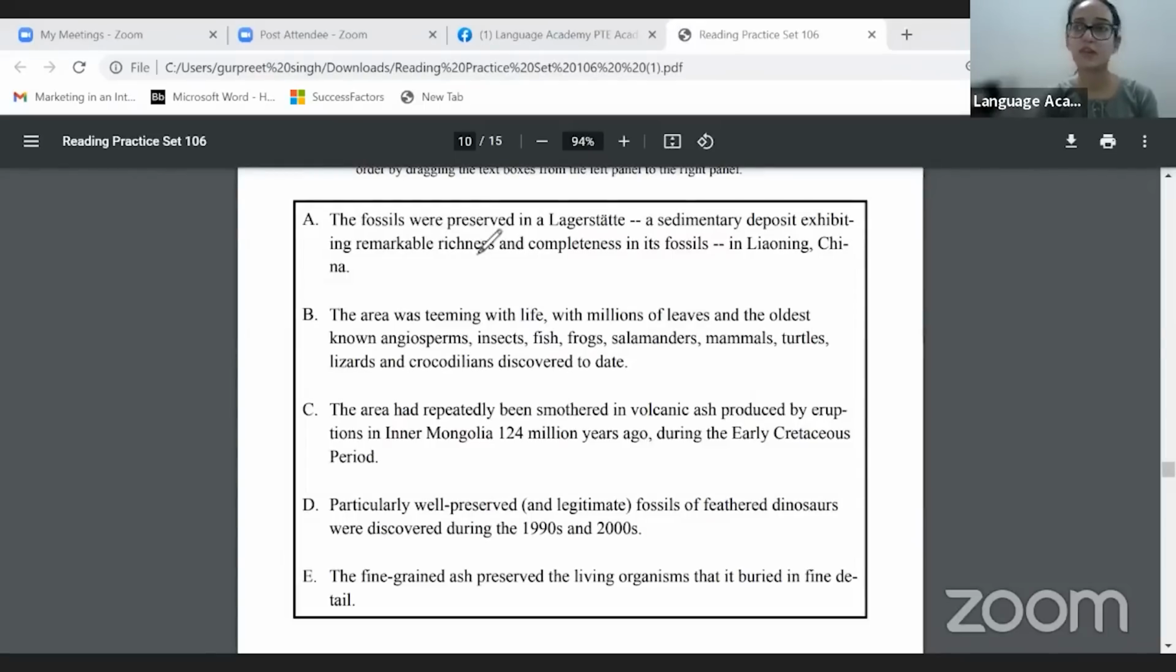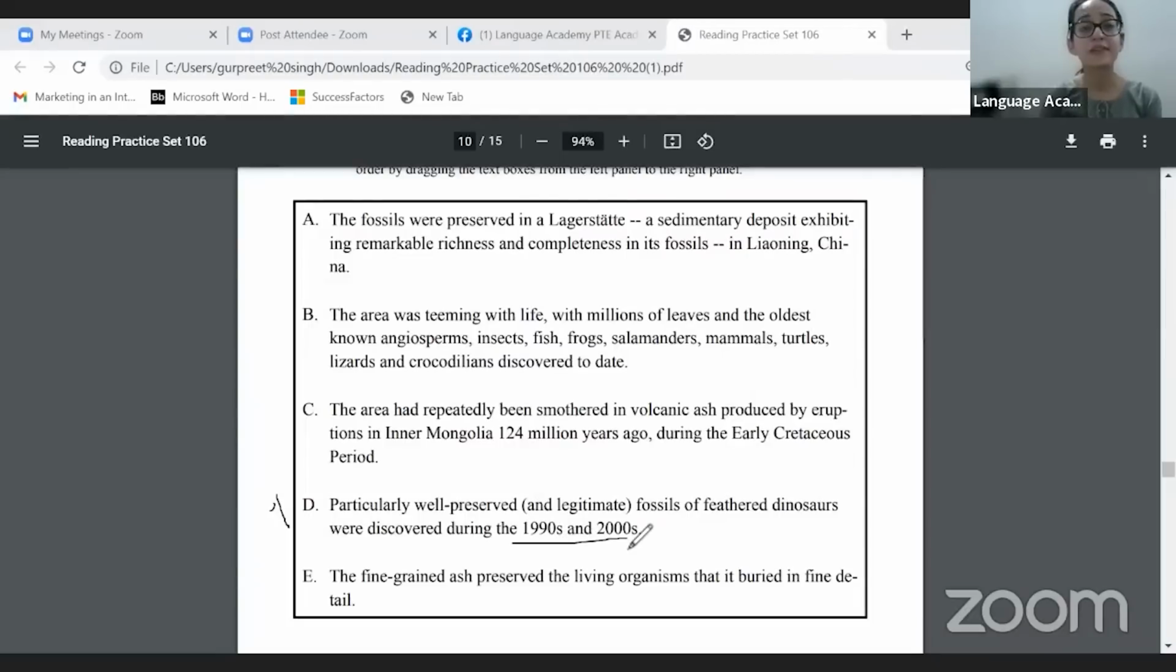Animals, birds, insects, dinosaurs, reptiles, crocodiles. Whose fossils are we preserving? So question yourself before you put your answer. I'm saying the fossils, when you have a sentence which is telling you whose fossils they were. So the first sentence is: the particularly well-preserved fossils of feathered dinosaurs were discovered during the 1990s and 2000.